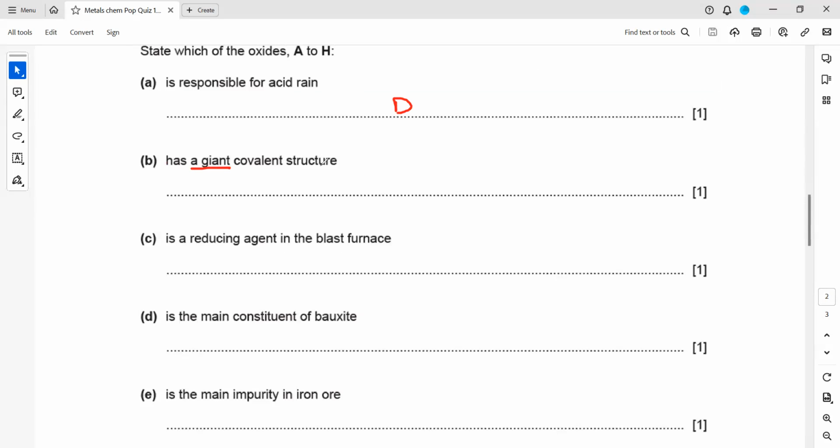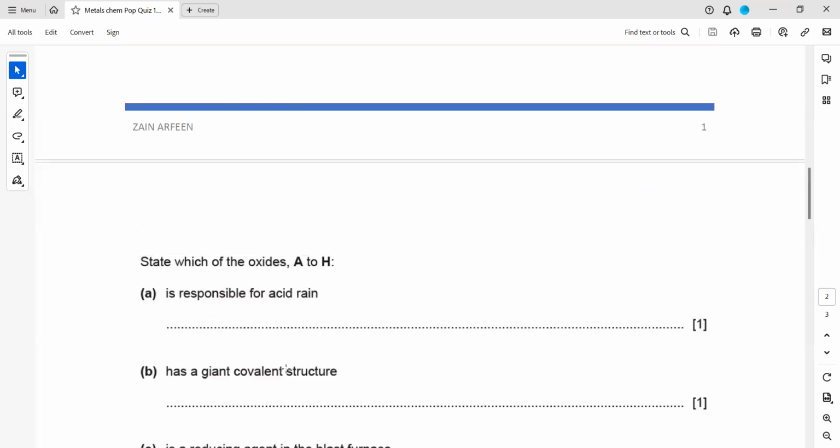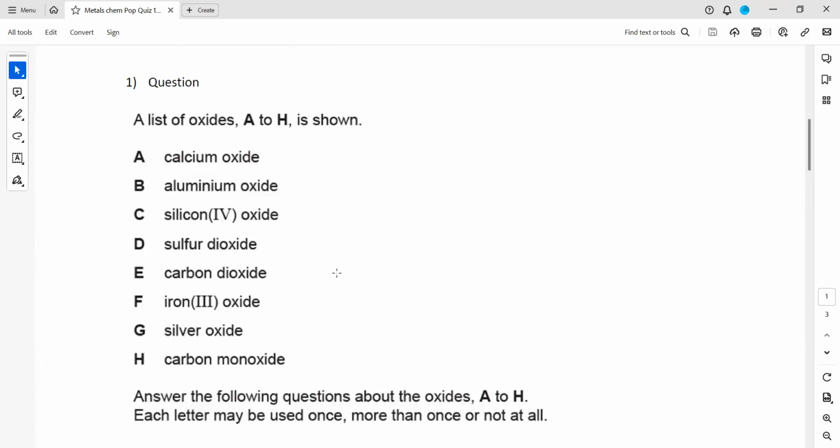Then, has a giant structure. So three giant structures you have learned. One is diamond, another one graphite, and silicon 4 oxide. So these are the giant structures you have learned, giant covalent structures.